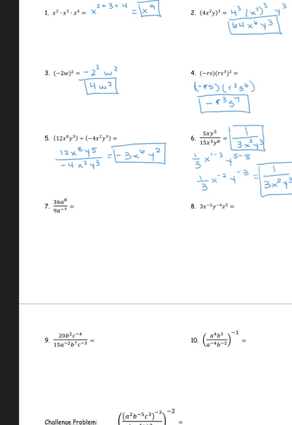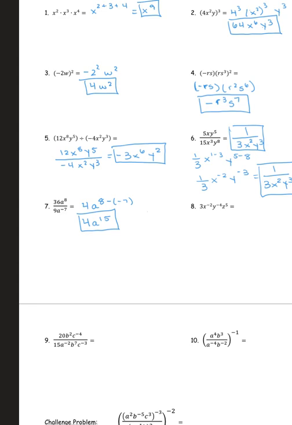Looking at number 7, I'm going to follow the same steps. Again, I have a quotient. So I'm going to divide 36 and 9 first. That gives me 4. And this is where you have to be careful. Remember, with the quotient, we are subtracting our exponents. So with subtracting our exponents, we have to be careful if our exponent is already negative. If we take a look at this, we have a to the 8 minus a negative 7. So we have to be careful, because when we subtract a negative, remember, that becomes positive. So therefore we get 4a to the 15.